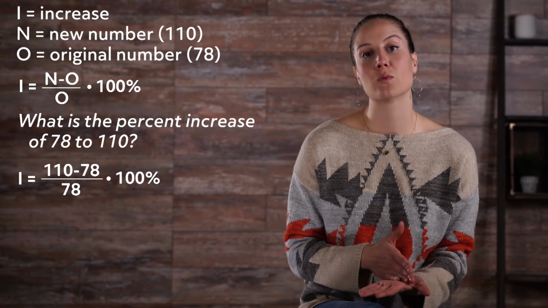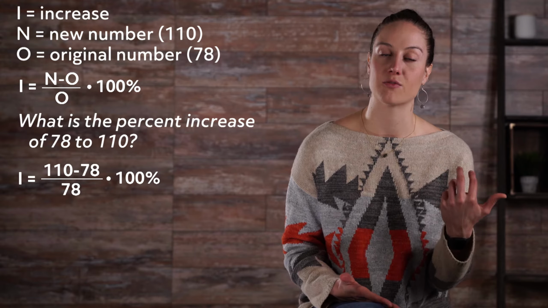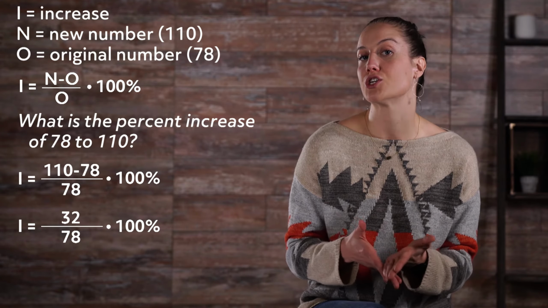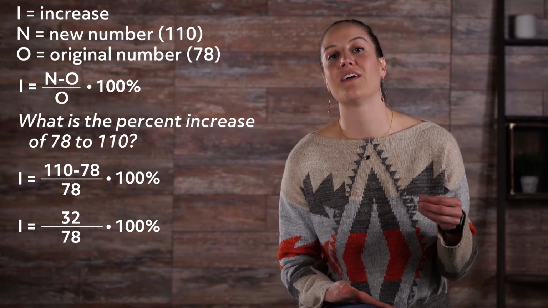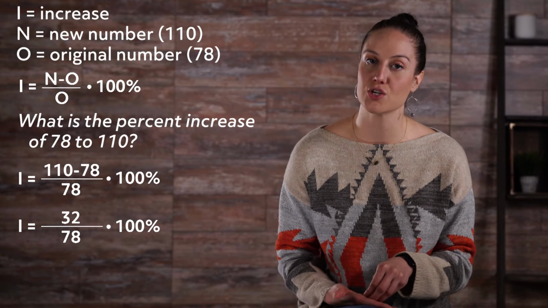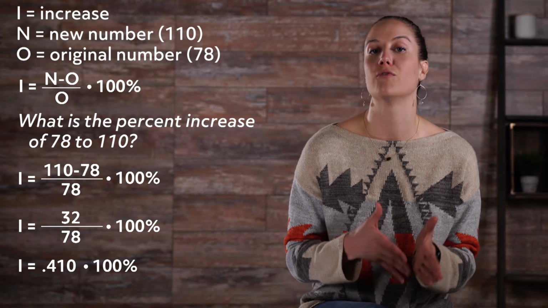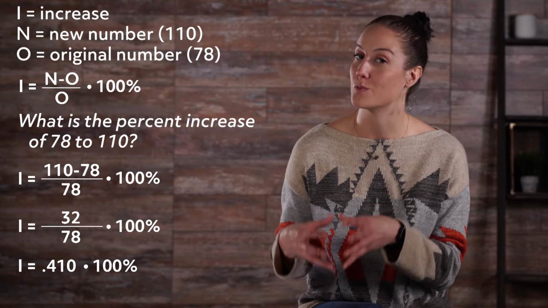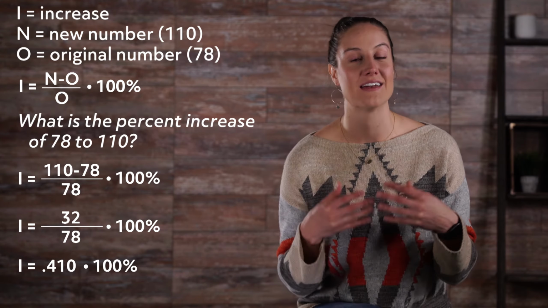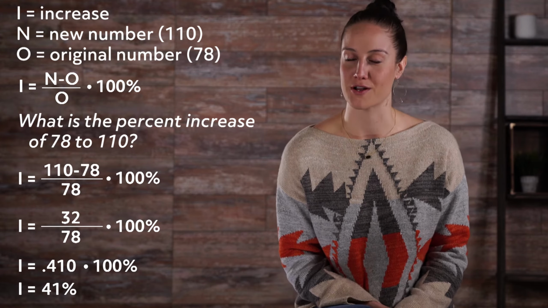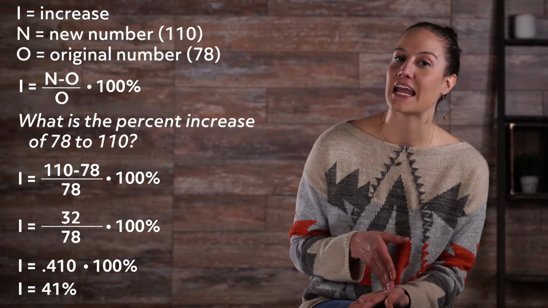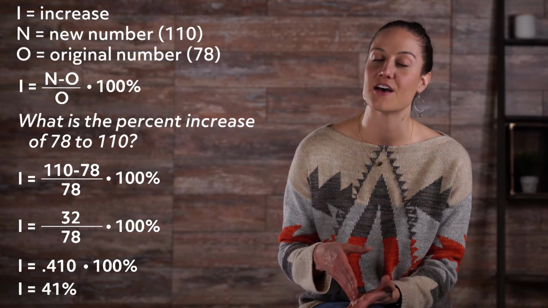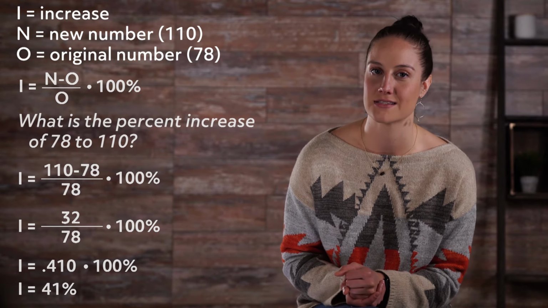Then when we subtract 110 and 78, we are left with I equals 32 over 78 all times 100%. Then when we divide 32 by 78, we get I equals 0.410 times 100%. And we are left with I equals 41%. The percent increase from 78 to 110 is a 41% increase.